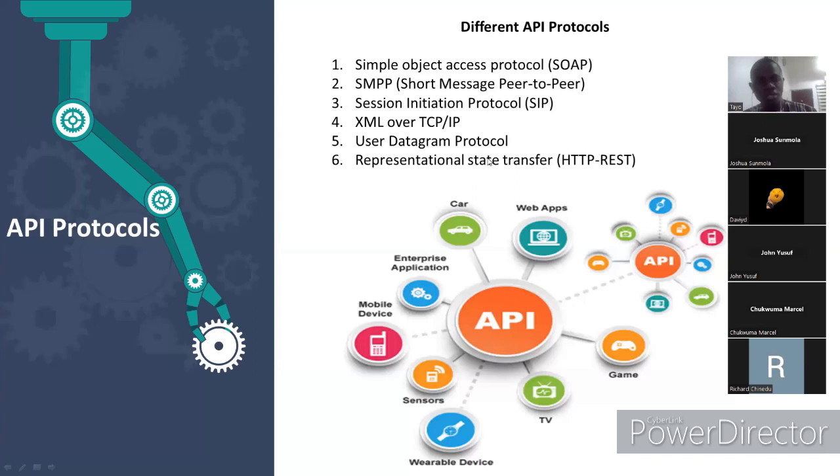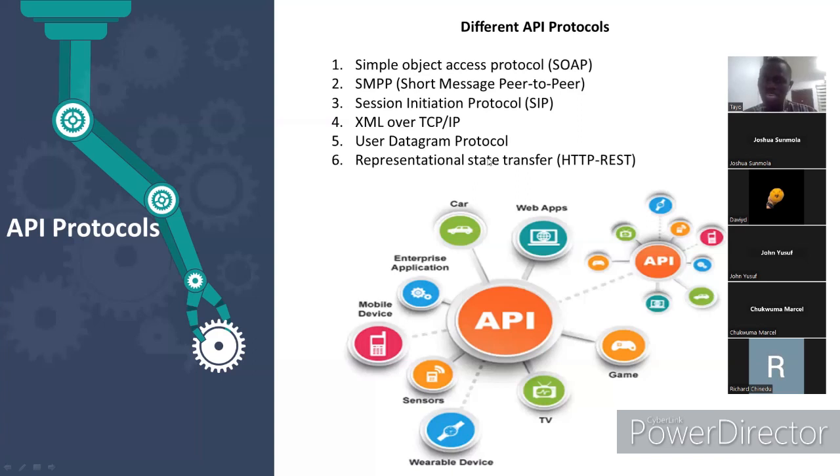Don't be scared about all this. I will show us everything. So number one, we have something called SOAP protocol. We have something called SMPP protocol. SMPP is used for SMS messages. It's used by the telecoms network. When an SMS is sent from your mobile phone, it passes through the medium of SMPP.